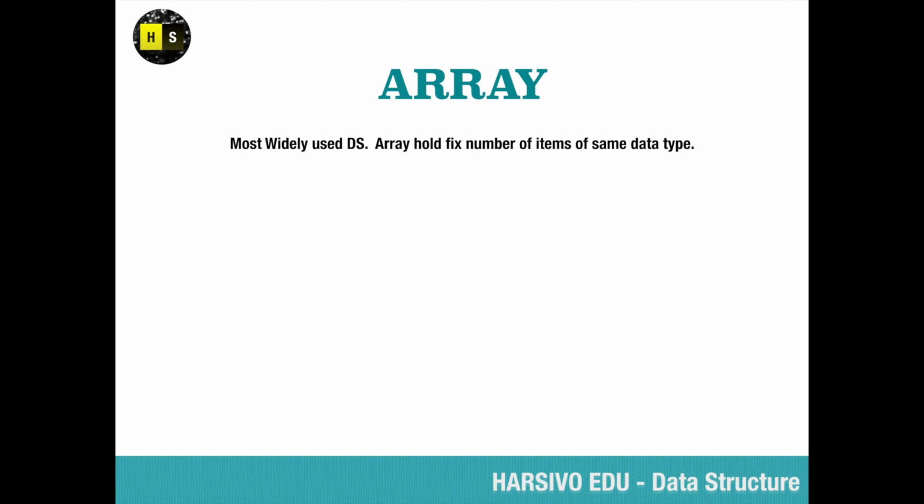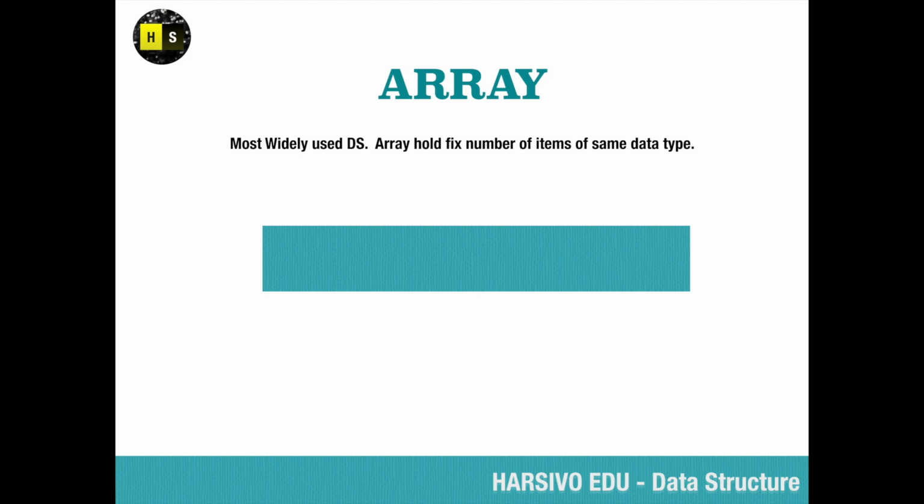Array is the most widely used data structure. In any programming language, if you're writing code, you will be using arrays a lot, literally a lot, because you will have to. So what does array mean? Array holds a fixed number of items of the same data type. If you want to hold a number of elements which are integers, then you will use an integer array. Or if you want to hold a number of elements which are strings, then you will use a string array.